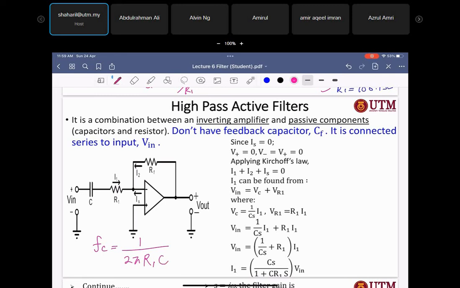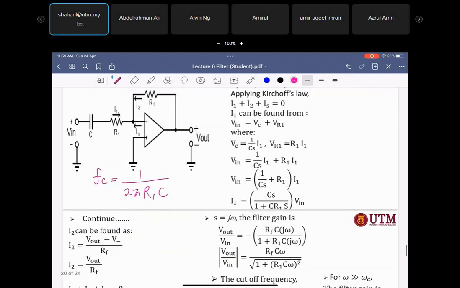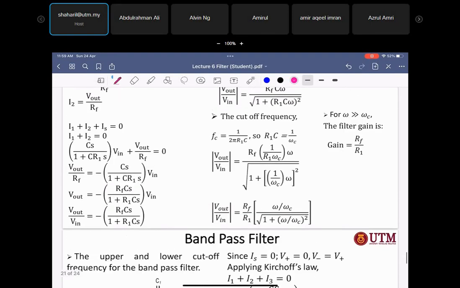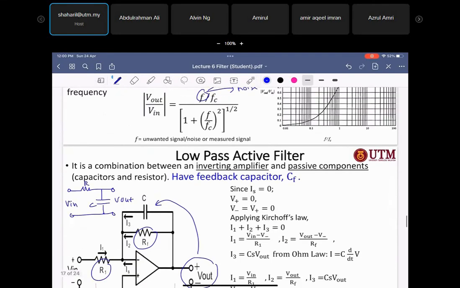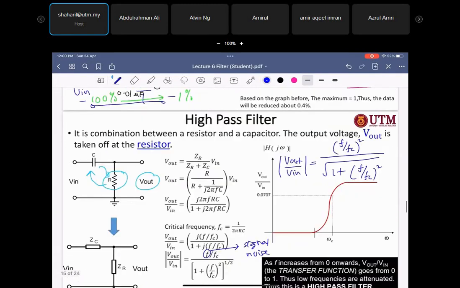So the formula will be the same, except you just add the gain here. In terms of frequency, V out over V in is equal to RF over R1, the gain, multiplied by F over FC over the square root of 1 plus F over FC squared. All right, this is the formula.